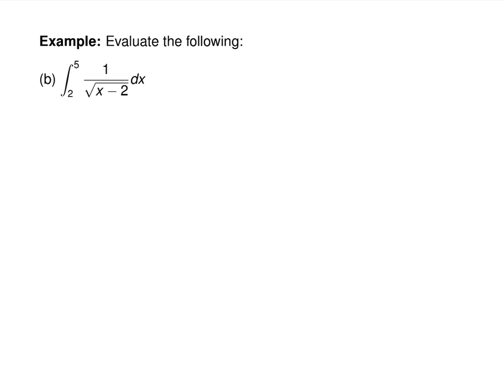Okay, this one, who's the problem? 2. Stinking 2. So limit as b goes to 2 of the integral from b to 5. I'm going to write that as x minus 2 to the negative half. Okay, so how is b going to 2? From the left or from the right? From the right.